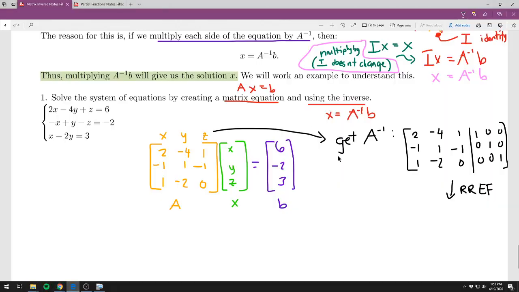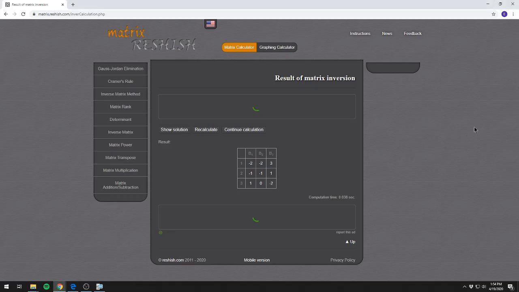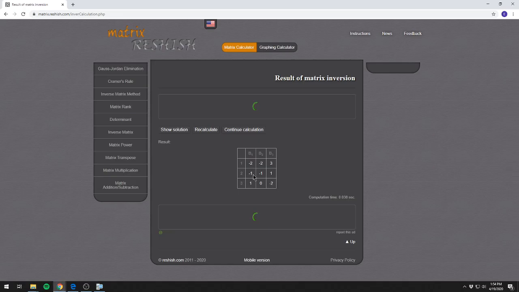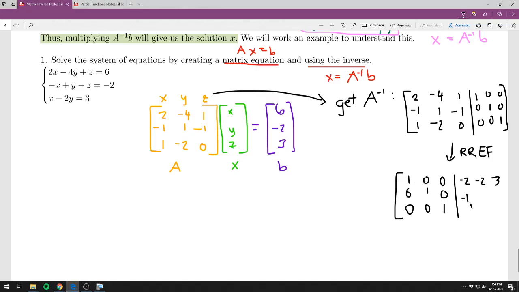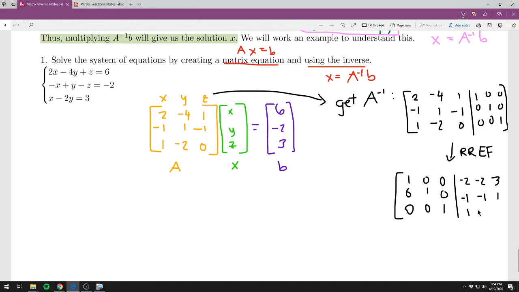Right, so we RREF it. We did get an inverse. We'll get the identity matrix on this side, on the right: 0, 1, 0, 0, 0, 1. And then our inverse first row is -2, -2, 3. The second row is -1, -1, 1. And the third row is 1, 0, -2. All right, and what we got over here is our inverse.